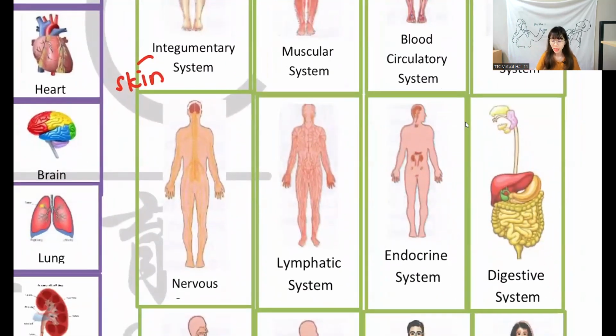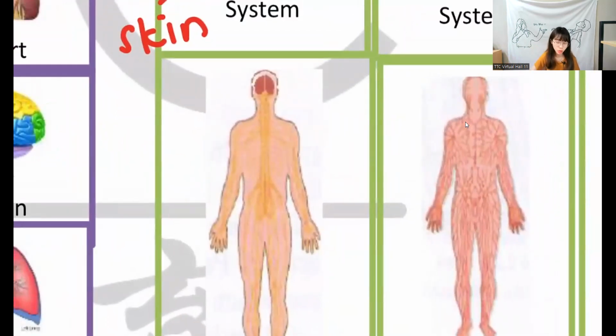Okay, the nervous system is nerves. If you look into it, it looks like a fish bone. This is the fish. It looks like a fish bone. I don't know why they think so. It looks like a fish bone, the nervous system.